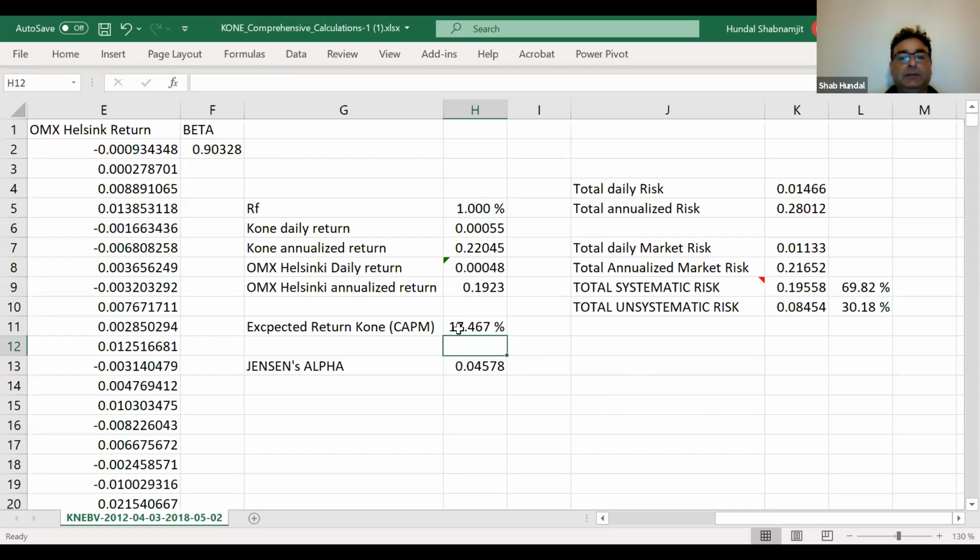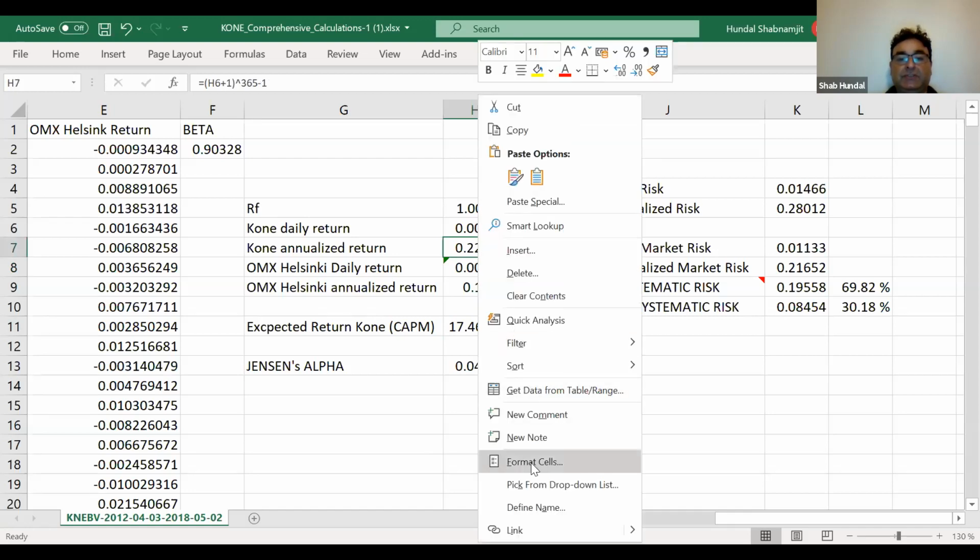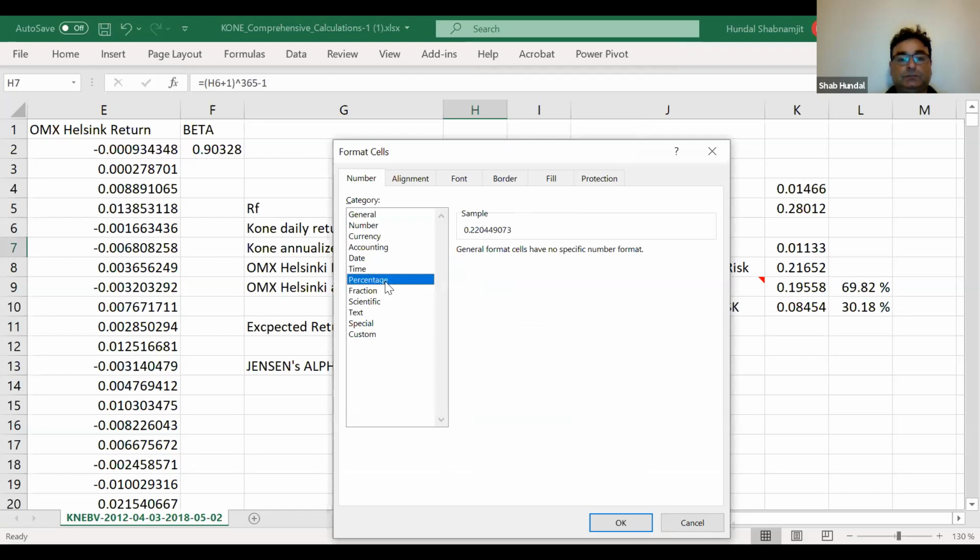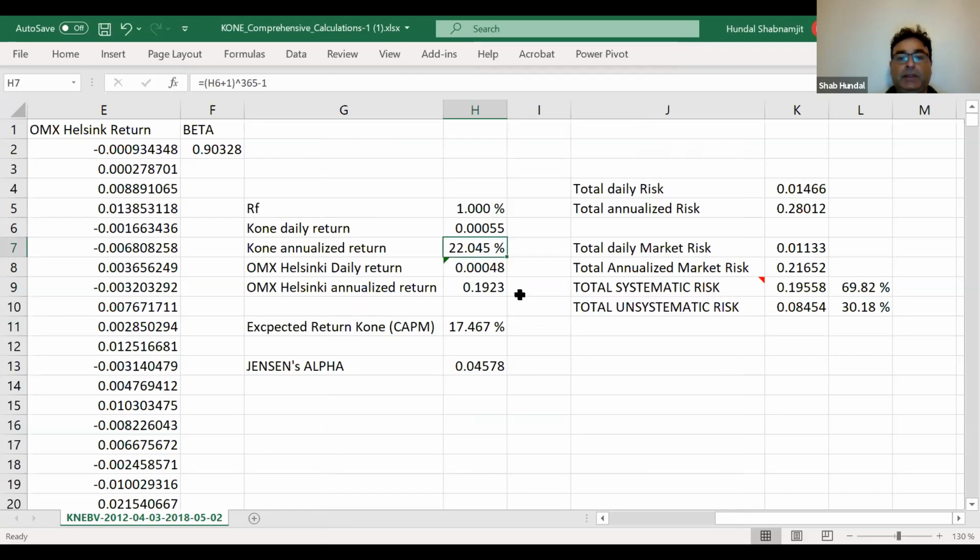This is the minimum return. But what is the actual return of Kone? This is the actual return of Kone. So when I compare Kone's actual performance with the market performance, Kone has actually overperformed. Let me change it to percentage. So Kone has overperformed in comparison to the market.